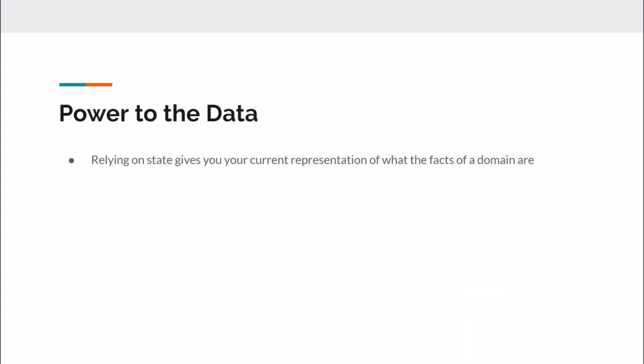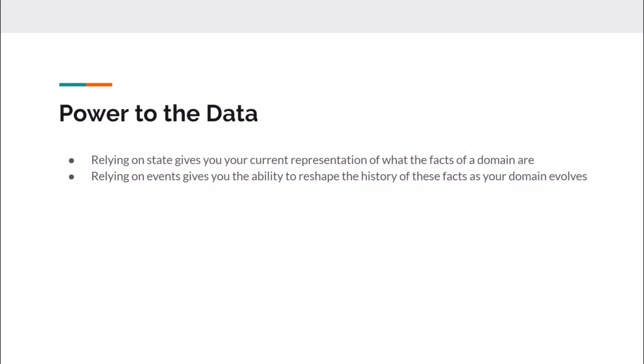In conclusion then, relying on state gives you your current representation of the facts of a domain, and relying on events gives you the ability to reshape the history of those facts as your domain evolves. You can leverage data more quickly and adapt more easily. There are other advantages, such as decoupling via events rather than APIs, and there are a few ways to do that, and we'll get into the other advantages in a bit. But this here is unique to event sourcing, the ability to update your state as your business needs evolve.